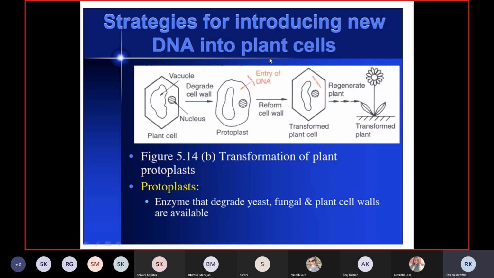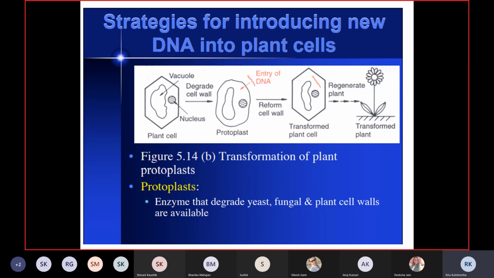Then you incubate this with your DNA, but the entry of the DNA into the protoplast is much better if you have it in presence of, let's say, PEG. One method is PEG mediated. So you coat your DNA with PEG, and PEG helps in the internalization of the DNA inside the plant cell.